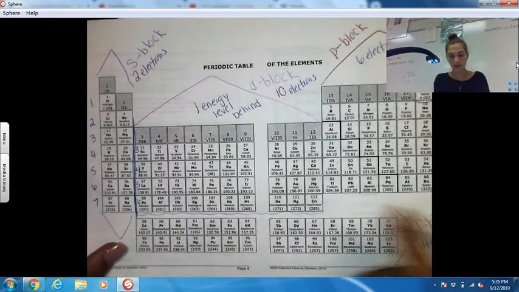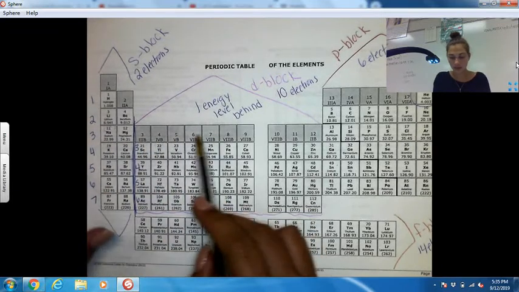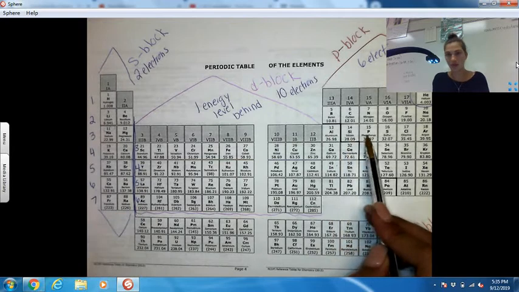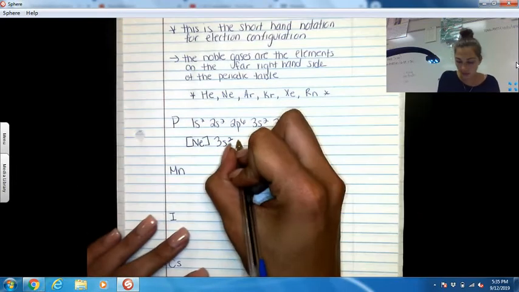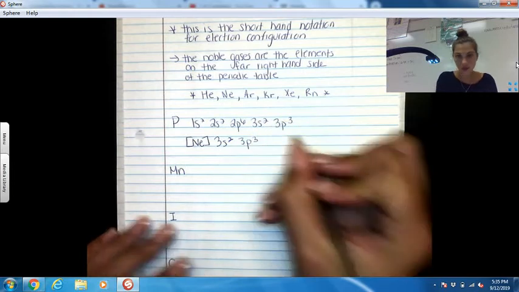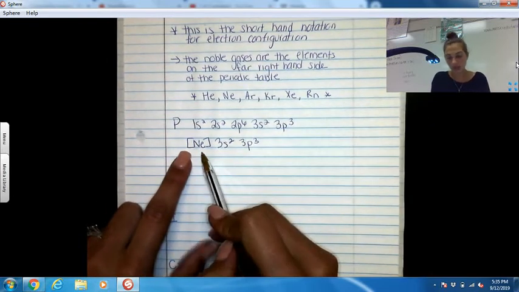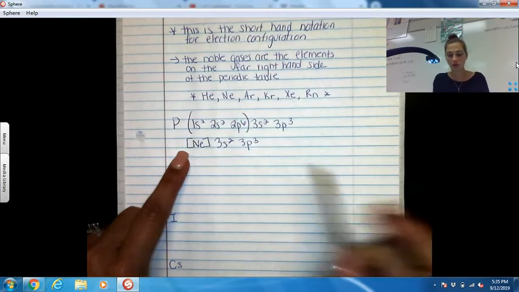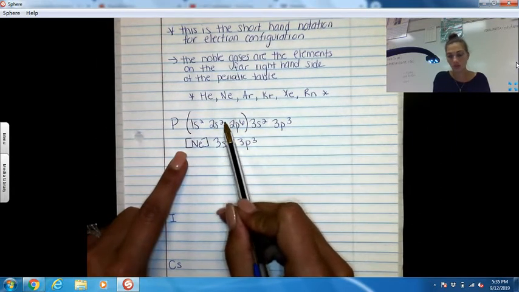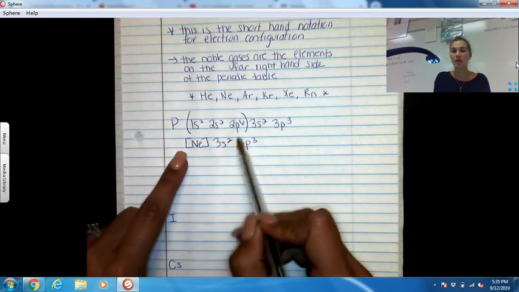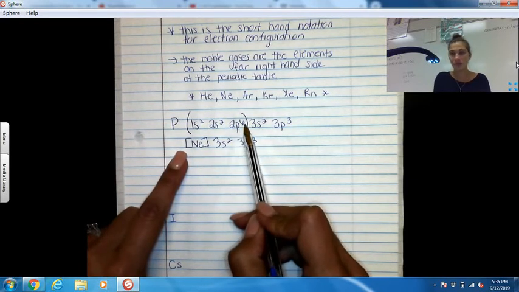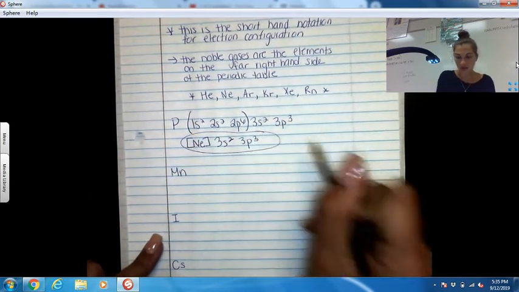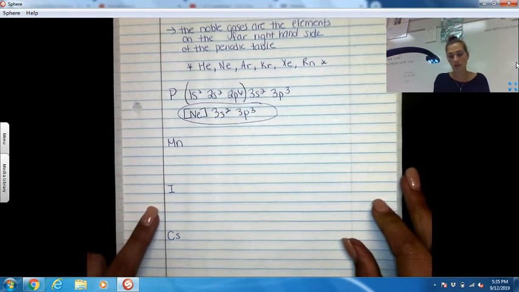And then I keep going as I'm trying to reach phosphorus. And then I have 3p3. So basically what I did by putting neon into brackets, I got rid of the entire configuration for neon, which is 1s2, 2s2, 2p6, since neon is at the end of the 2p sublevel. So this right here is my noble gas configuration. Okay, so let's do another one like this.